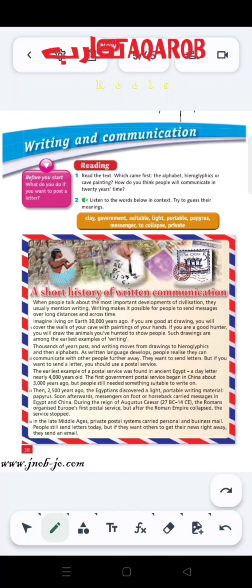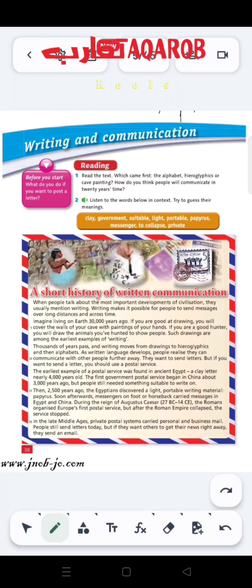After we have read the vocabulary, explained each one of them and gave examples, now we're gonna read the article here and explain the main idea of it. Let's start with the title. So the title is A Short History of Written Communication. When people talk about the most important developments of civilization, they usually mention writing. Writing makes it possible for people to send messages over long distances and across time.